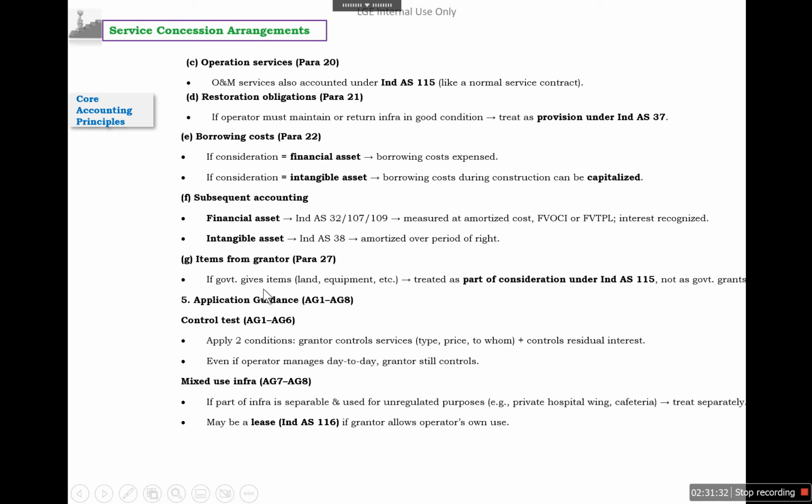Items given by the grantor, if the government gives some item, will be considered part of revenue as we discussed earlier. It will not be considered a government grant. And we need to check the control test. We need to apply two conditions: whether the grantor controls what type of services will be provided, at what price, and to whom, and the residual interest, meaning ultimately the asset is to be given to the government. Even if the operator manages day to day, the grantor still controls.